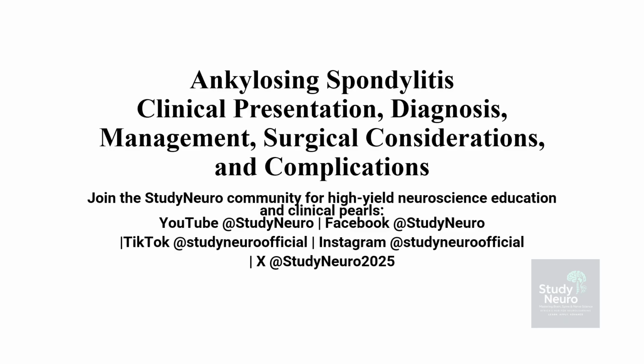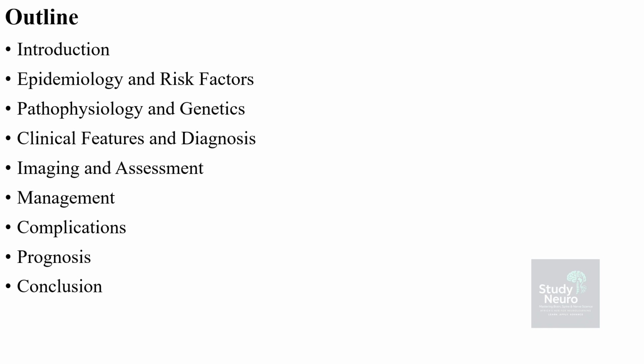In today's presentation, we will explore ankylosing spondylitis, a chronic inflammatory condition that mainly affects the spine and sacroiliac joints. We will examine how the disease presents, how it is diagnosed, and how modern treatment can improve long-term outcomes. We will begin with an overview of the disease and its epidemiology, before exploring the genetic factors and biological processes that contribute to its development.